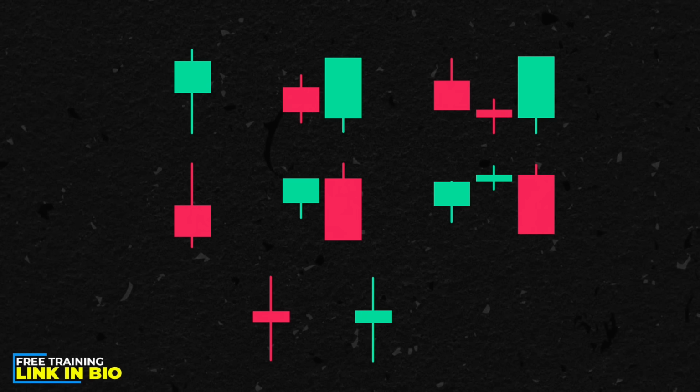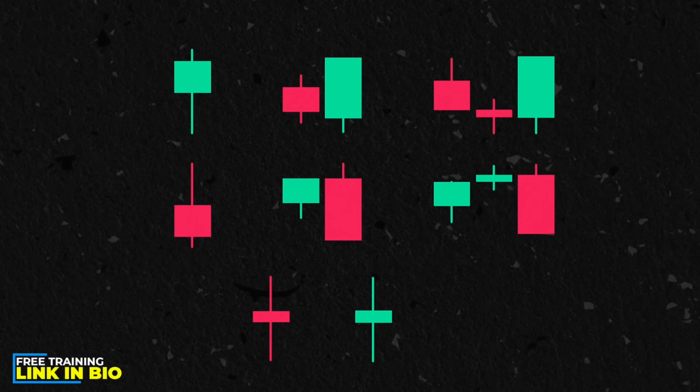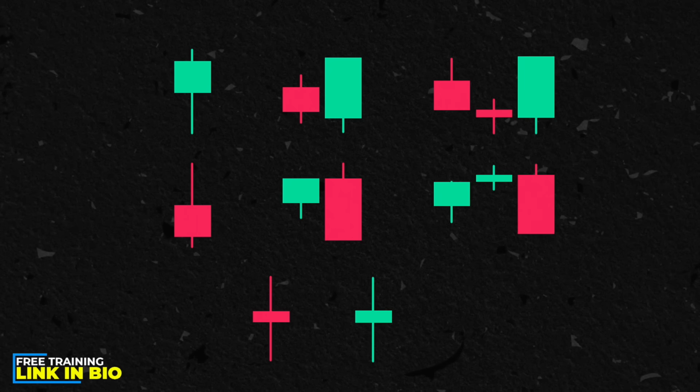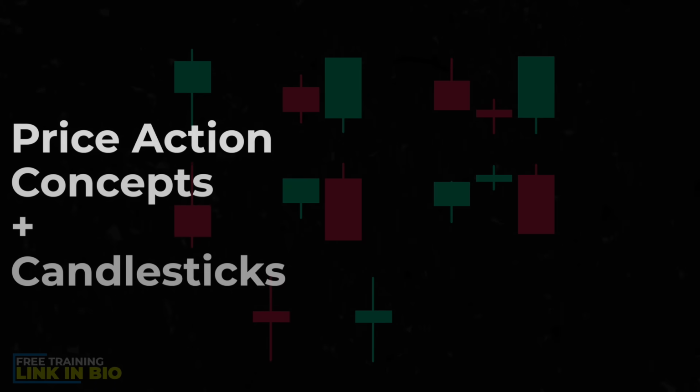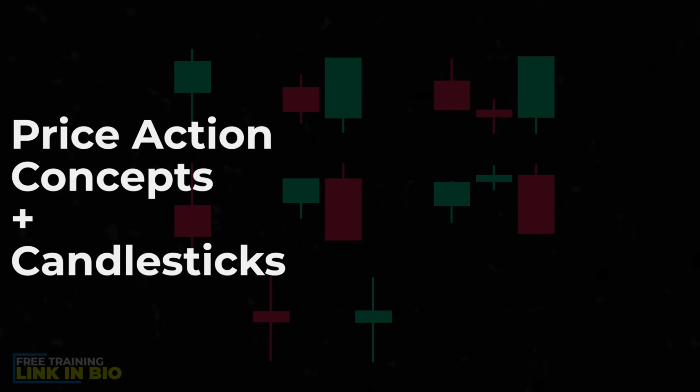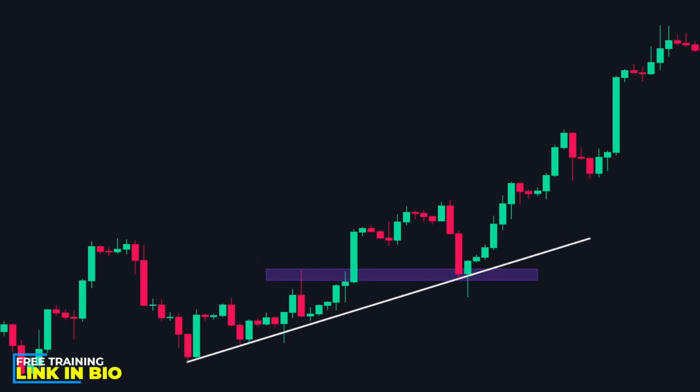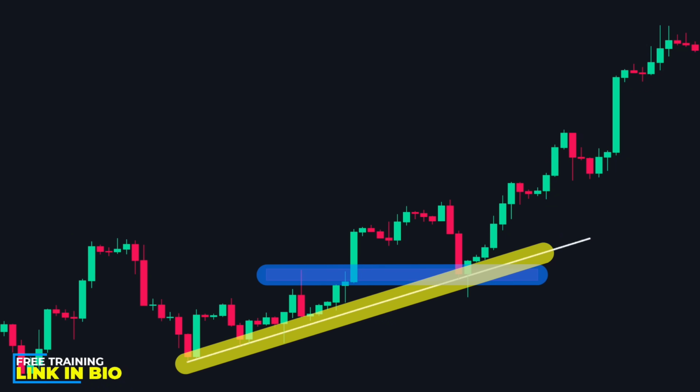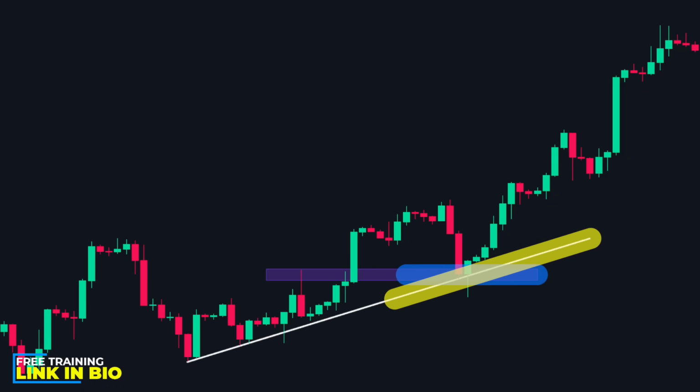So these were the 7 candlestick patterns that can help you spot trade opportunities, but we are not done yet. We will now understand how to use price action concepts to find entries using these patterns. We will use support and resistance levels and trend lines to combine the candlestick patterns with price action.